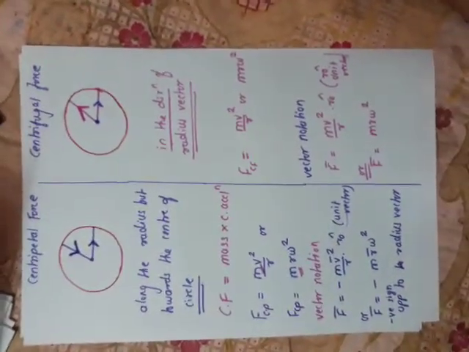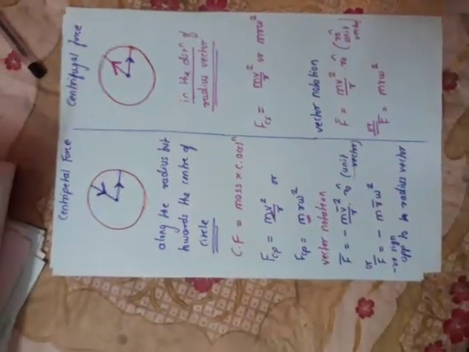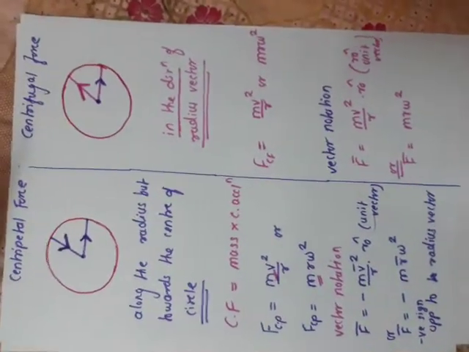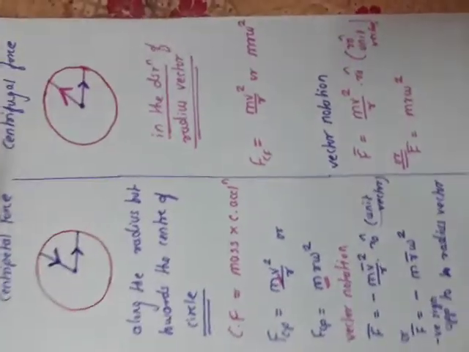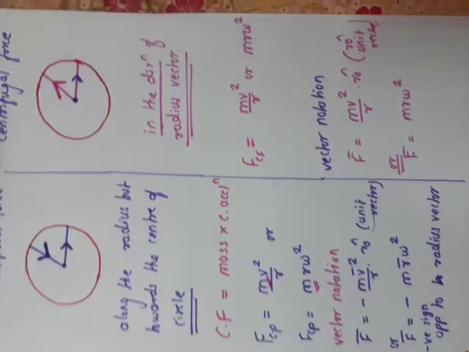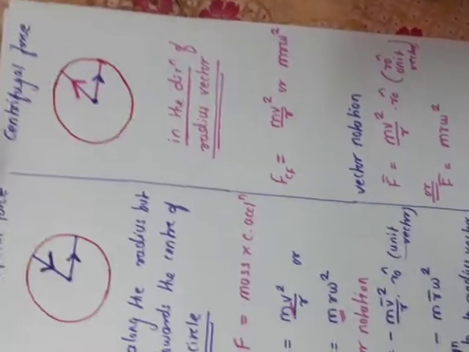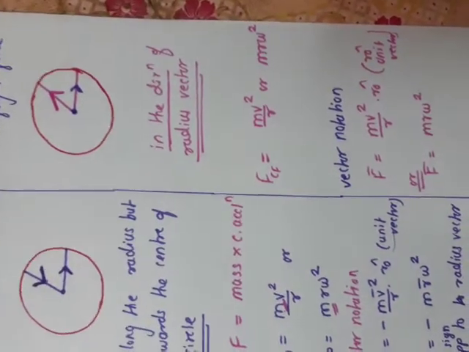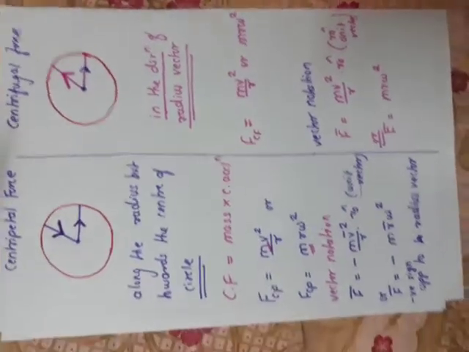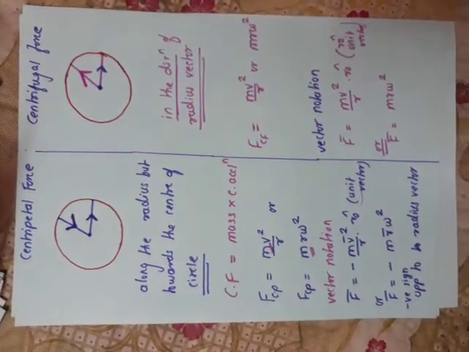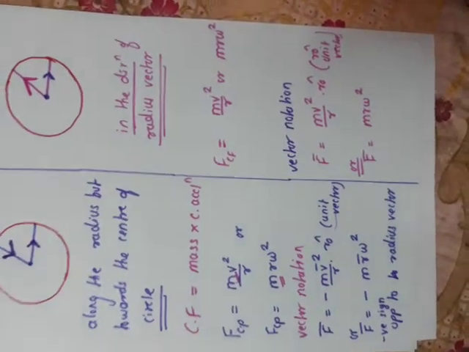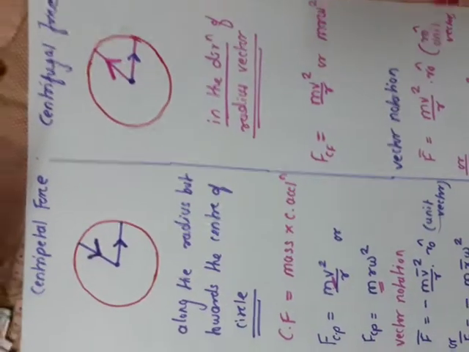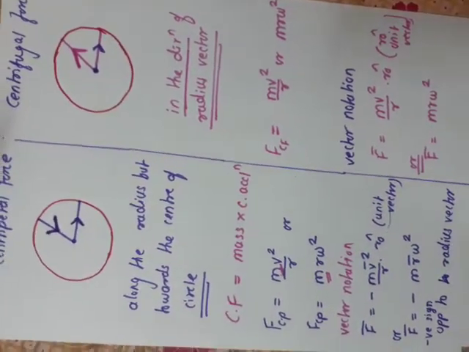The third example for centripetal force is the motion of electrons around the nucleus. This is the best example. Here electrons revolve around the nucleus in a circular orbit, that means there is circular motion. The necessary centripetal force is again provided by the force of attraction, that is the electrostatic force of attraction between the positively charged nucleus and negatively charged electrons. These are three examples: the motion of earth around the sun, the motion of moon around the earth, and in an atom the motion of electrons around the nucleus.